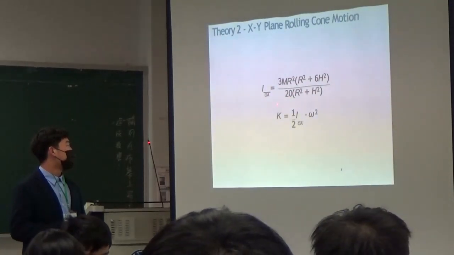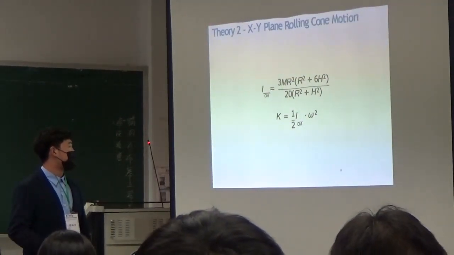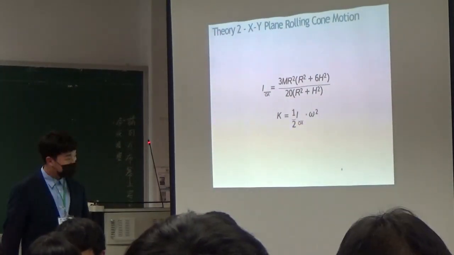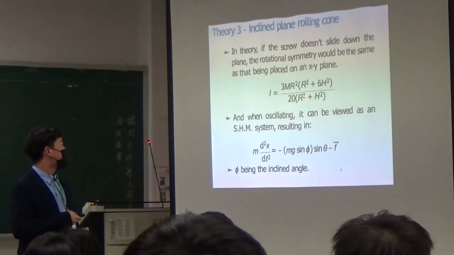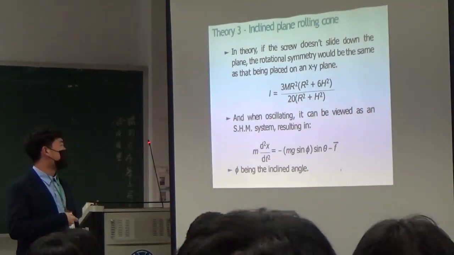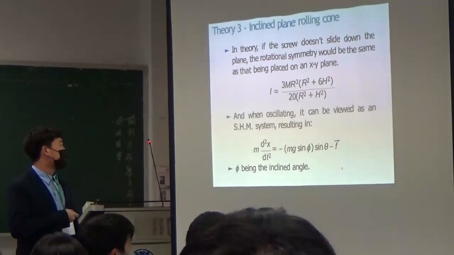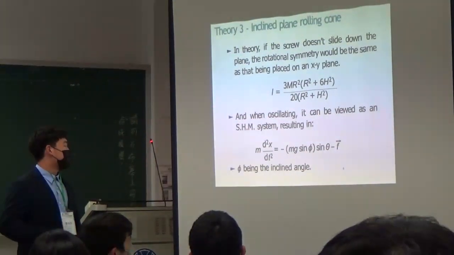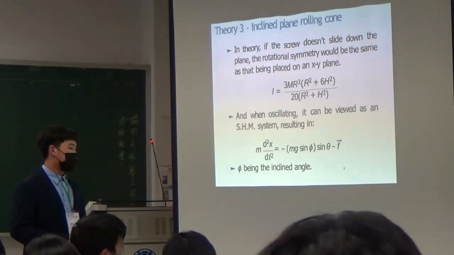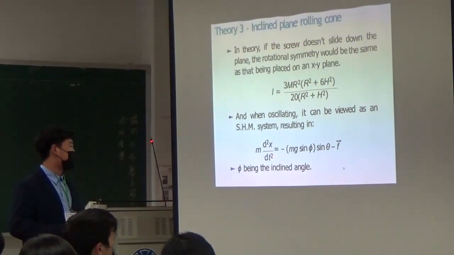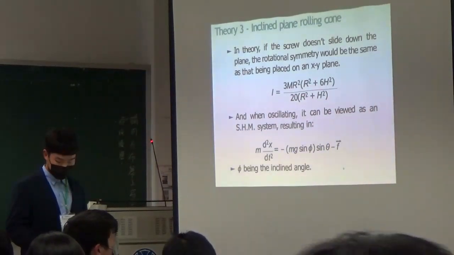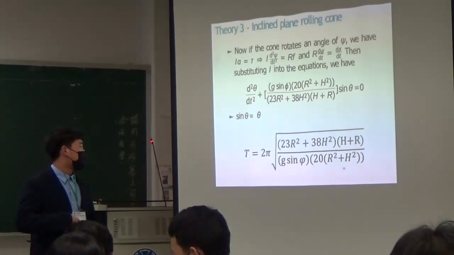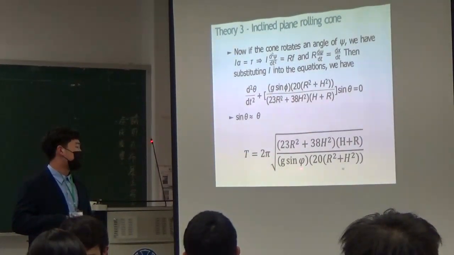We can know the rotational inertia is this, and kinetic energy is this. We can derive I, the rotational inertia, is this, and the oscillating motion can be seen as SHM, simple harmonic motion. Okay, and we can know the period equals this.